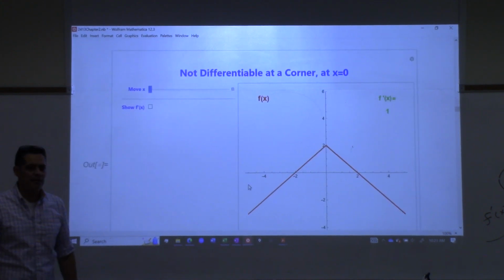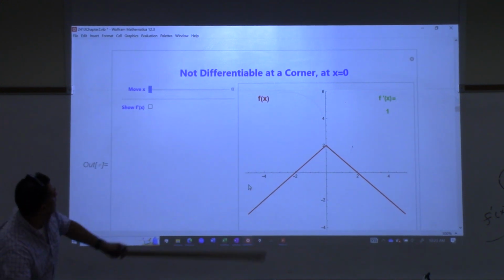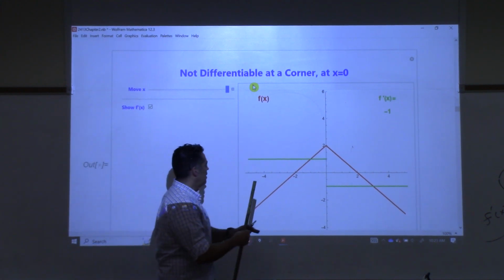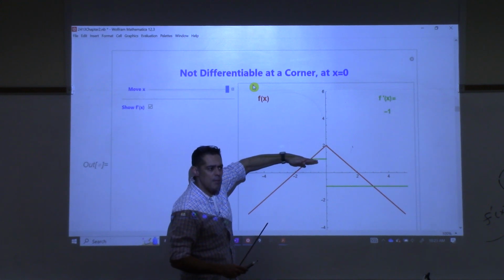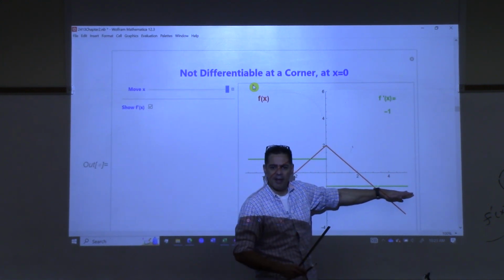Look at that graph right there. If I asked you to draw the derivative of this, here's what you would draw. The green is the derivative of that. Because to the left it's a straight line, so the slope over here is always the same slope. And then over here it's a straight line with negative slope, so the derivative is always negative.